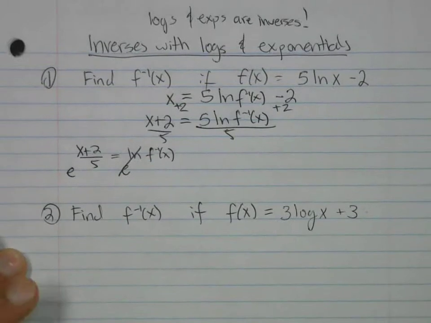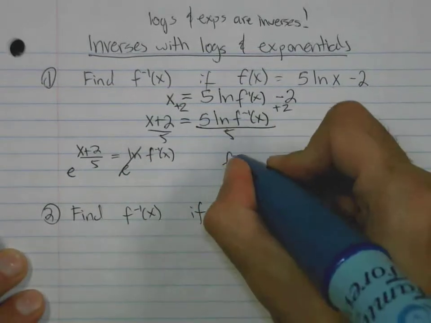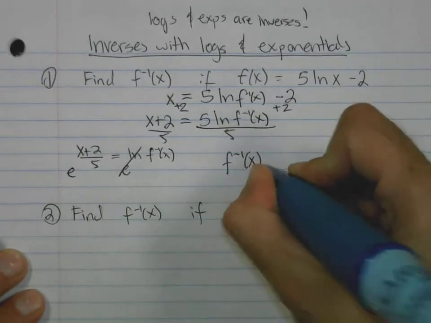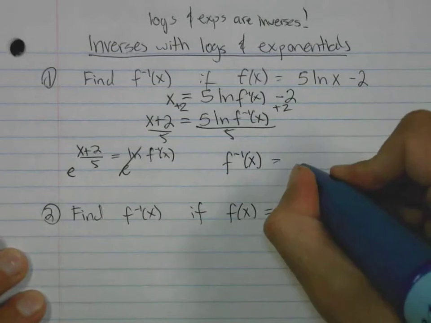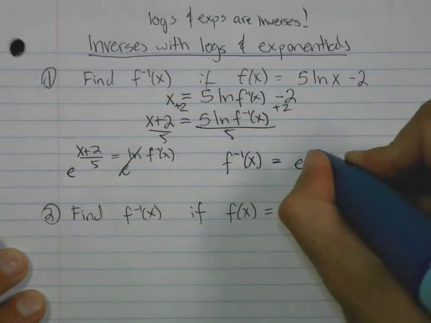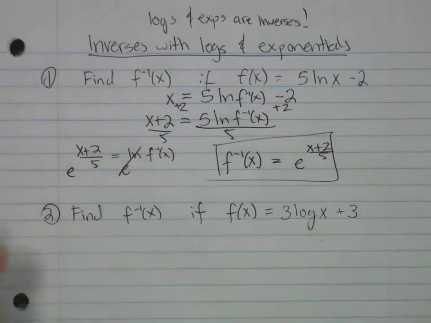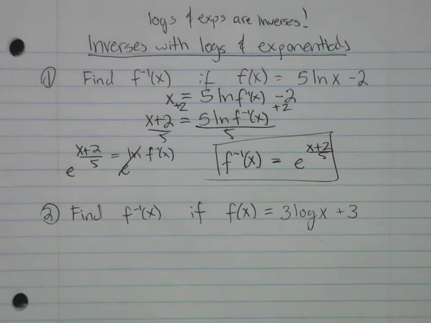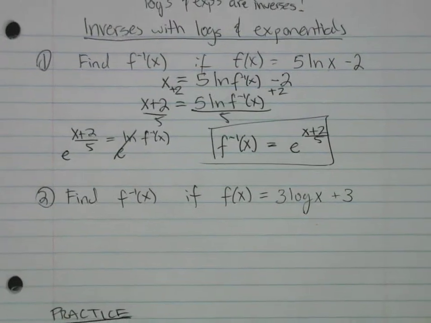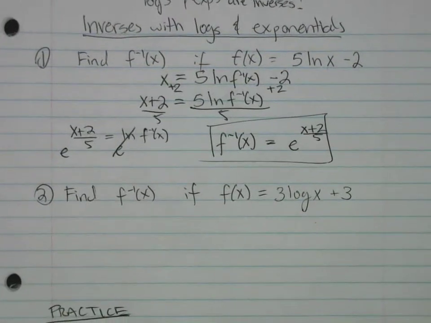So let me write it down so that it's super clear. F inverse of x equals e to the x plus 2 over 5. Done. Hurrah. Let's look at one more problem. Find f inverse if it's this stuff instead.